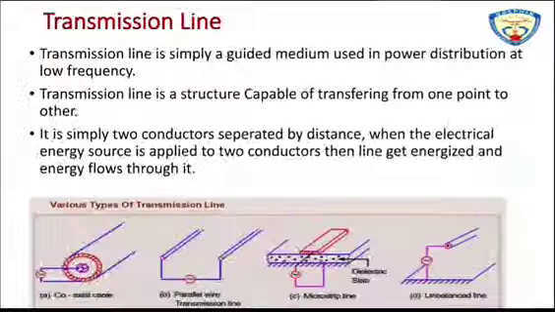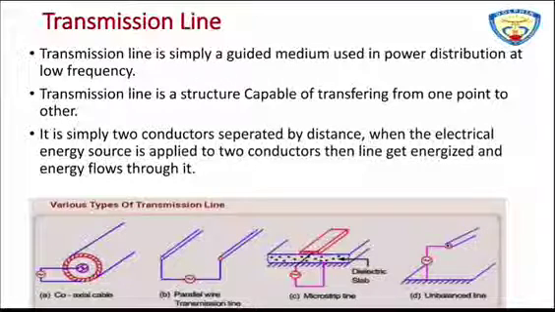So starting with what is the transmission line? As the name itself suggests, the transmission line is a structure in which a transport of energy takes place from one point to another. If we see the different types of transmission line, one thing is common, that is the two conductors separated by some distance.